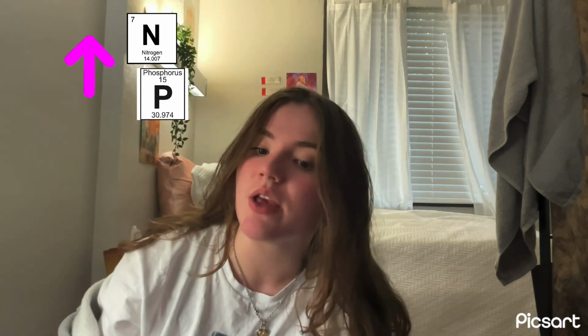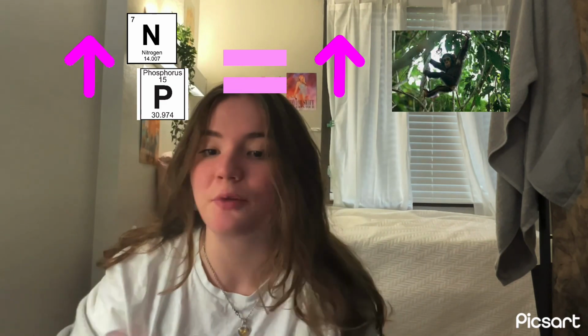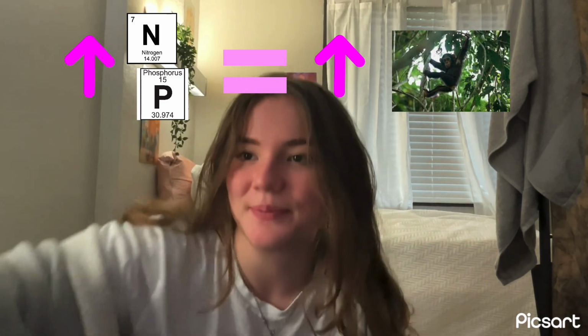So limiting nutrients impacts carrying capacity. So for example, in a rainforest ecosystem, if you were to increase the amount of nitrogen and phosphorus, it would be able to support more chimpanzees as well as other species populations.